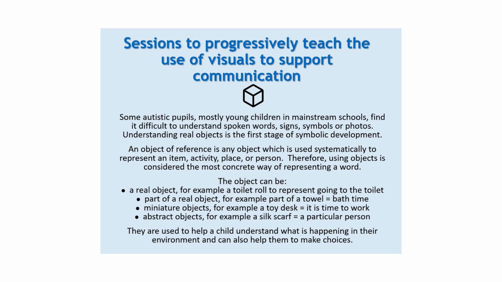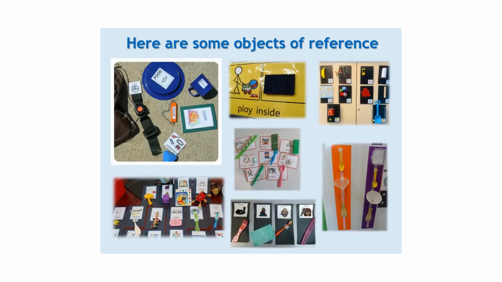The object can be a real object, for example, a toilet roll, to represent going to the toilet. Part of a real object, for example, part of a towel equals bath time. Miniature objects, for example, a toy desk equals it is time to work. And abstract objects, for example, a silk scarf, may be representing a particular person. They are used to help children understand what is happening in their environment and can also help them to make choices. Here are some objects of reference.